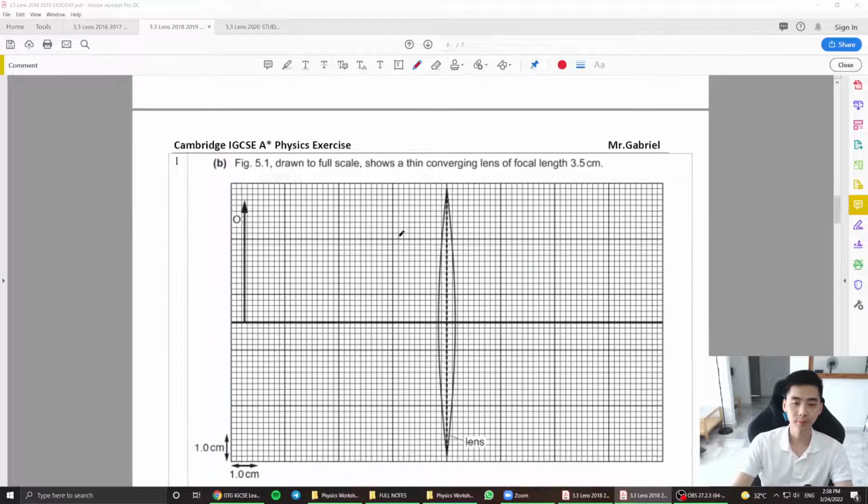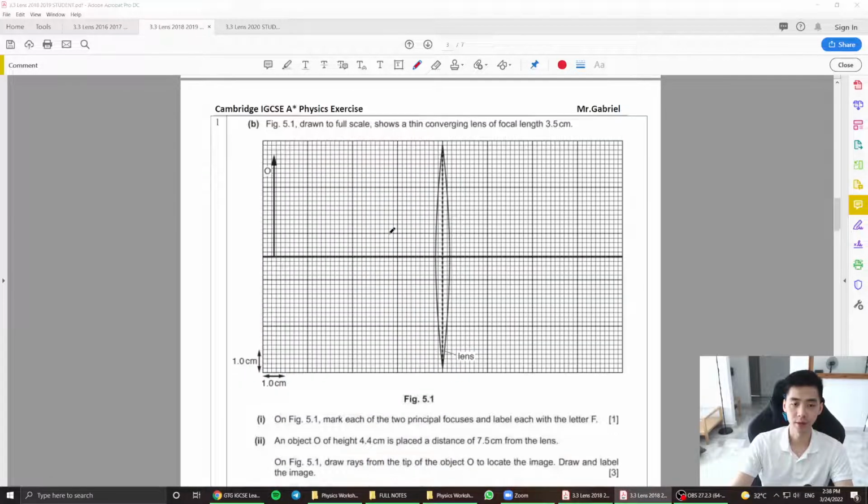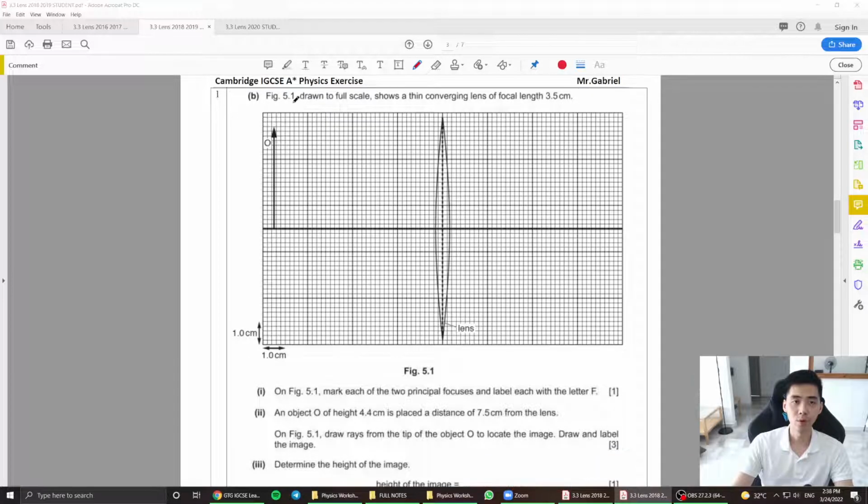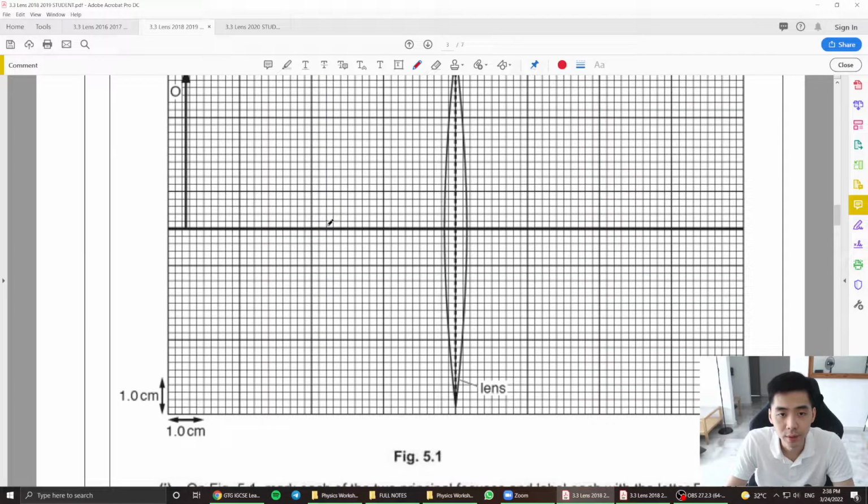Alright, then moving on to this next part here. Figure 5.1 drawn to full scale shows a thin converging lens of focal length 3.5 cm. Okay, if it's 3.5 cm and they say that every 5 boxes is 1 cm, then obviously I'll need 1 cm, 2 cm, 3 cm, and 3.5, right, which is somewhere around here.